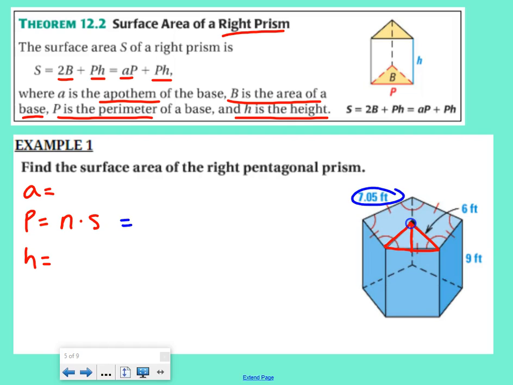7.05, which is helpful for the perimeter. And we also know it's a pentagonal prism, which means the number of sides is 5. So we are going to be able to find the perimeter of the figure by doing 5 times 7.05, which is going to give us 35.25.